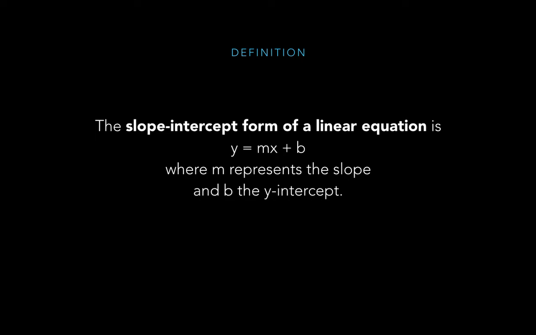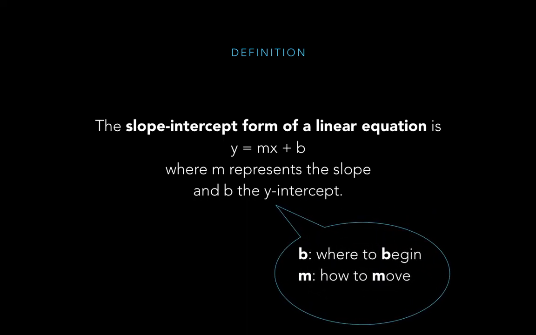Slope-intercept form of a linear equation. Slope-intercept form is when it's in the form y equals mx plus b, where m is your slope and b is the y-intercept. So it's slope-intercept because you can very easily identify your slope and your intercept.